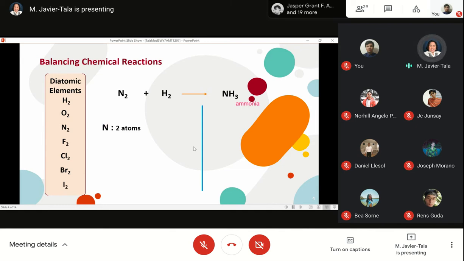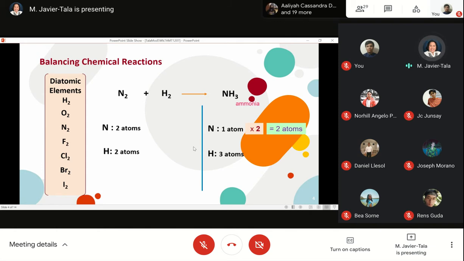So in this equation, your nitrogen has 2 atoms and hydrogen has 2 atoms. On the product side, nitrogen has 1 atom and hydrogen has 3 atoms. So as you can see, there are not an equal number of atoms on both sides. To make them equal, we put a multiplier. We multiply by 2 your 1 atom of nitrogen on the product side to make it 2 atoms.